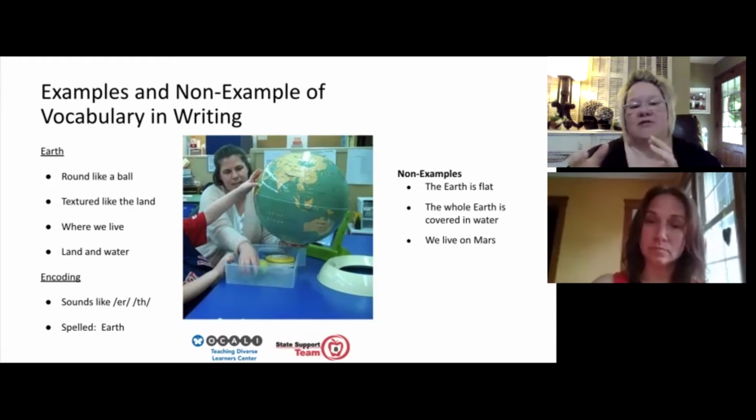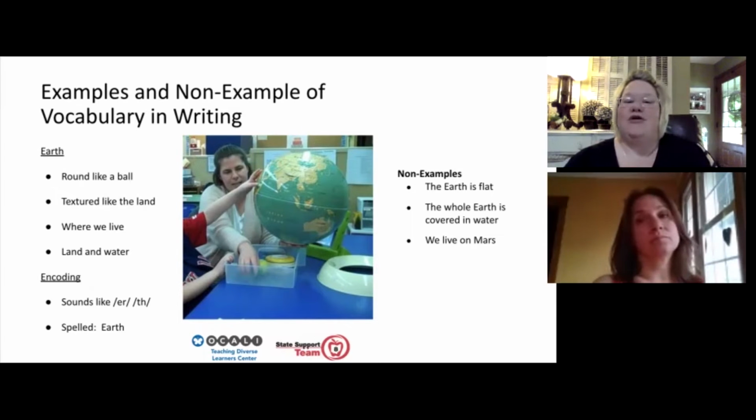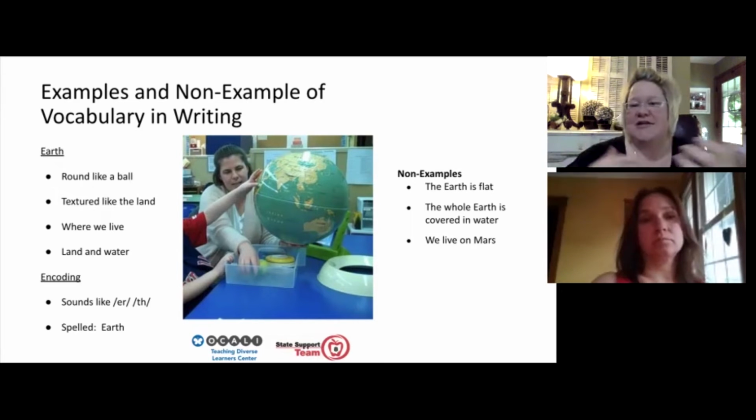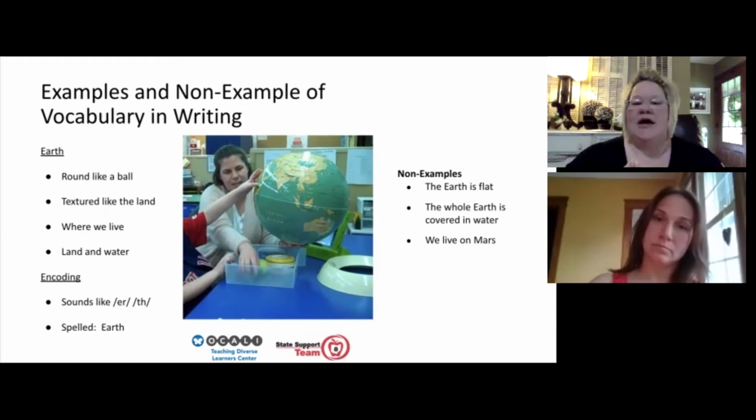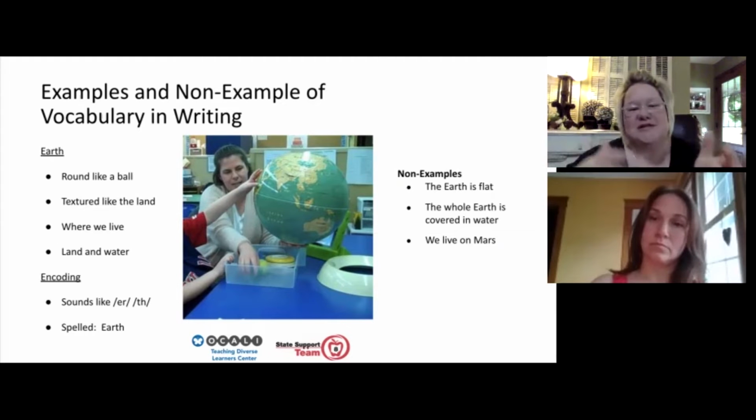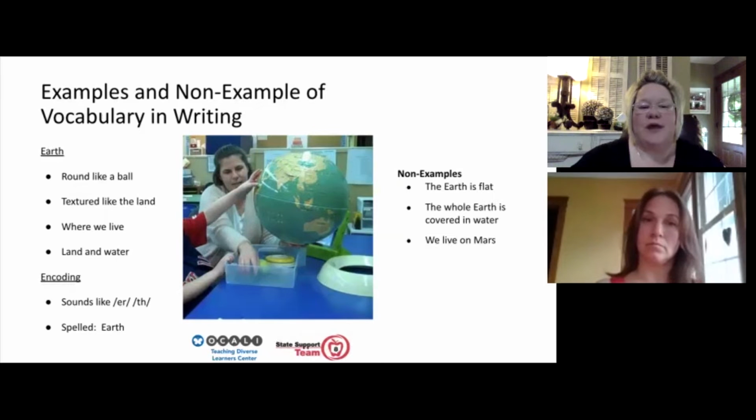We know that the Earth has all of these different constructs, but we also know the Earth is not other things. So in the context of writing, we need to know our facts. And we're going to represent those facts in our writing. So those non-examples could play a role here. The Earth is not flat. We can physically see that it's not. The whole Earth is not covered in water, because we can clearly see the difference between land and water here. And the Earth is not Mars. We don't live on Mars. This is not Mars. It's not a representation of that. So using those examples and non-examples could potentially help students with their understanding and facts related to writing.